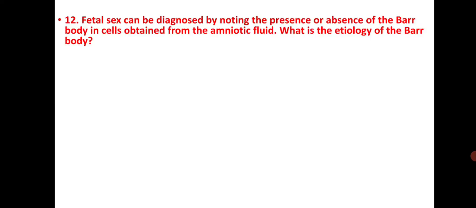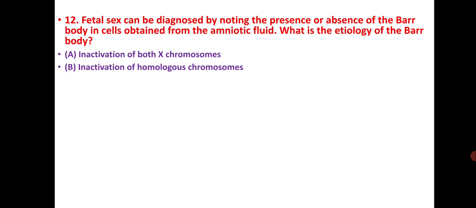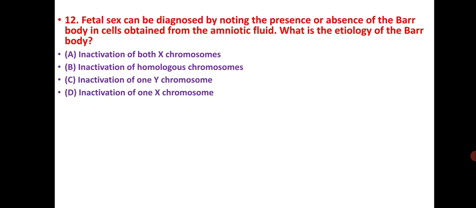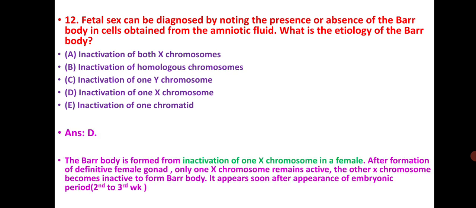12th question: fetal sex can be diagnosed by noting the presence or absence of the Barr body in cells obtained from amniotic fluid. What is the etiology of the Barr body? Inactivation of both X chromosomes, inactivation of homologous chromosomes, inactivation of Y chromosome, inactivation of X chromosome, inactivation of one chromatid. The answer will be D, that is inactivation of the X chromosome.